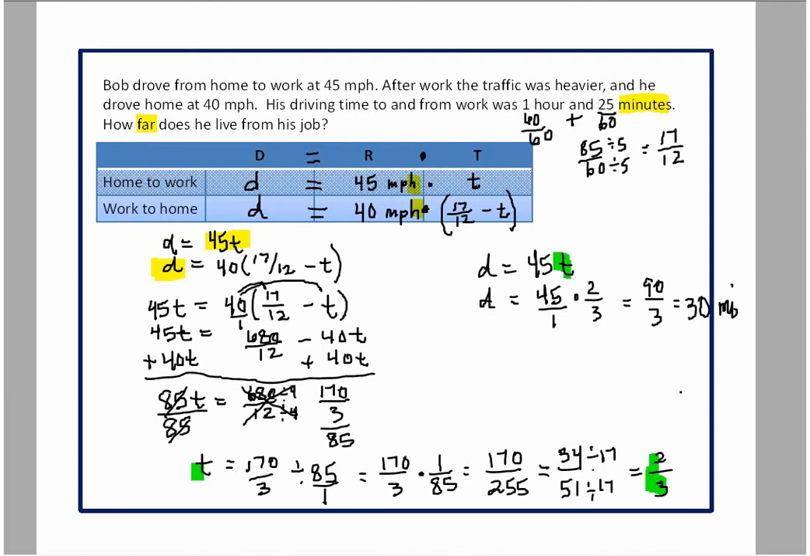The trick here is to make sure that your time is the same as your rate, all in hours, and it's okay to work with the fraction on that. Because mathematically it will all come out at the end. So I hope this helps.